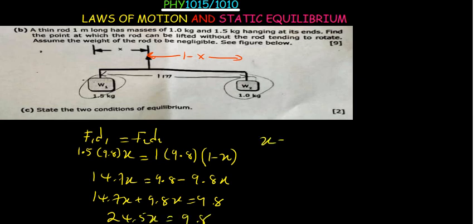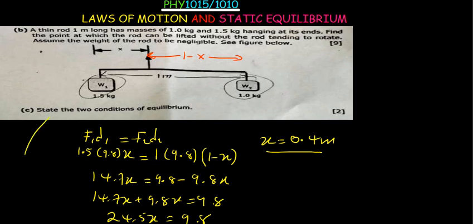Therefore, to be able to find x, we divide 9.8 by 24.5, and that is going to give us 0.4 meters, which we can also convert to centimeters as 40 centimeters. So that is the distance at which it should be placed. And then there's also this one.